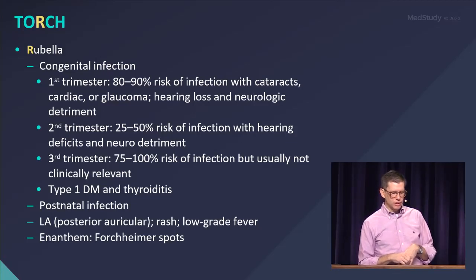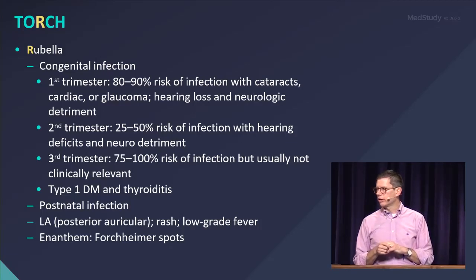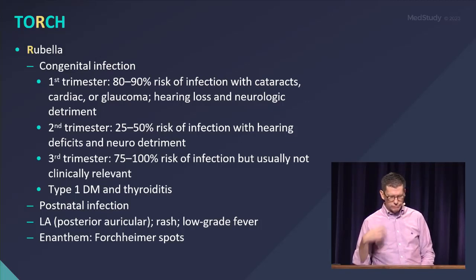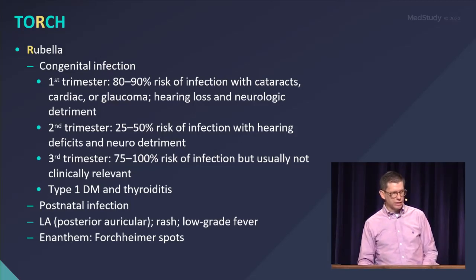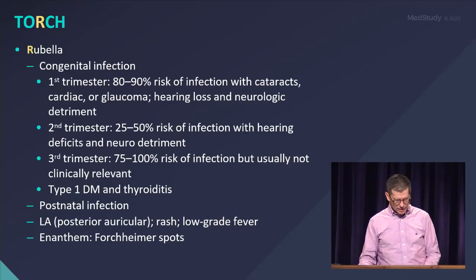Postnatal infection tends to have posterior or auricular lymphadenopathy, and then a rash that we'll see in just a second. And then they also have lesions in their mouth, or an enanthem, which are the Forchheimer spots, typically a little bigger than petechiae. They occur in about 20% of the patients with rubella.